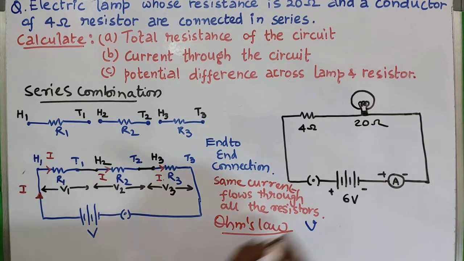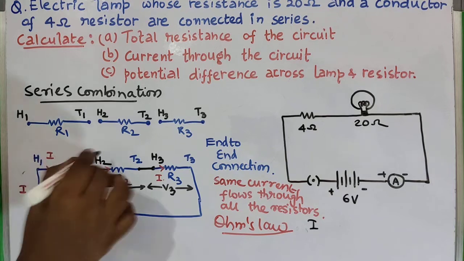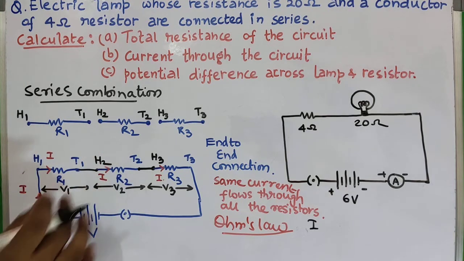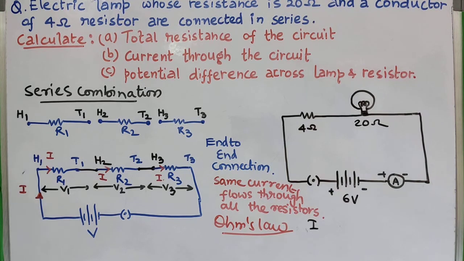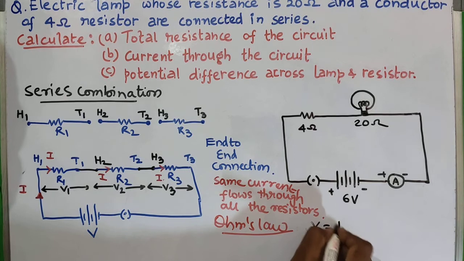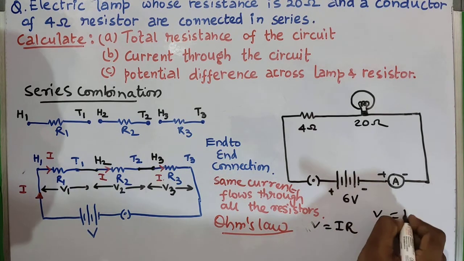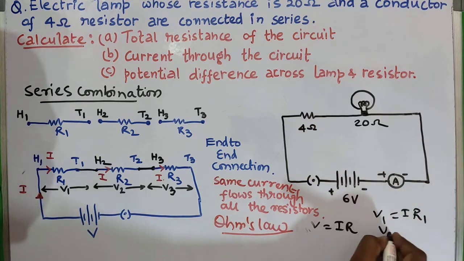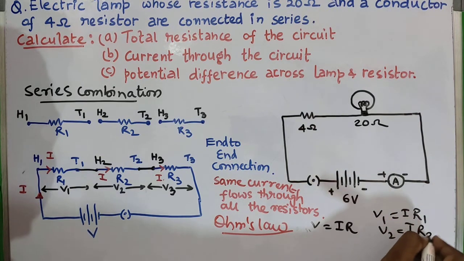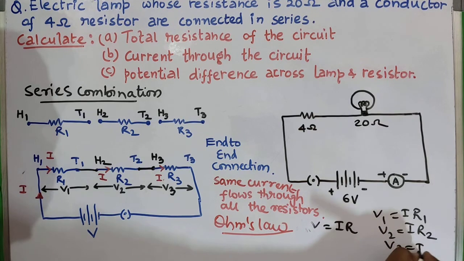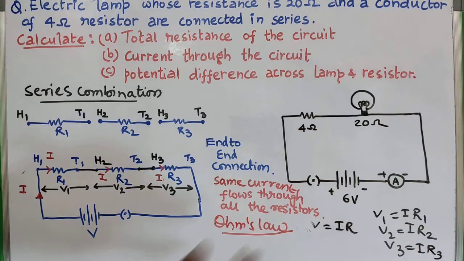So current is same, I is same, passing through all the resistors. Is the potential difference across each resistor the same? According to Ohm's law, what does Ohm's law say? V is equal to IR. So V1 is equal to IR1, V2 is equal to IR2, V3 is equal to IR3. So the potential difference across each resistor is dependent upon the resistances.